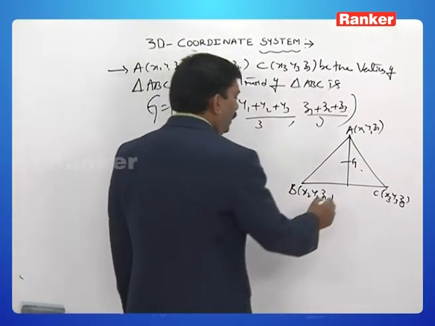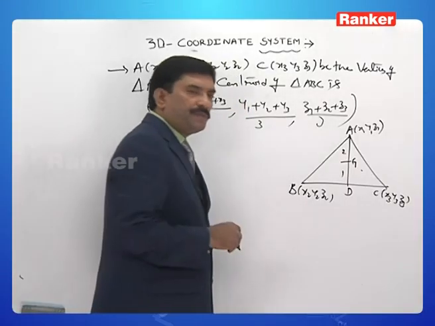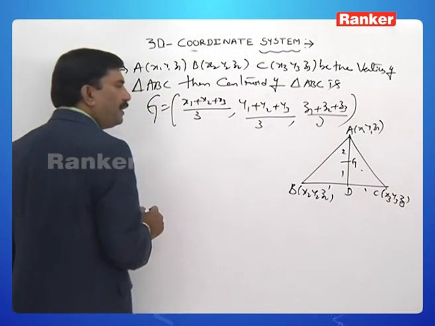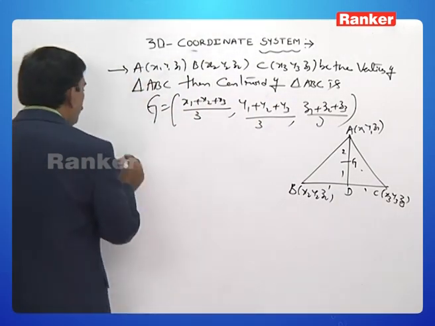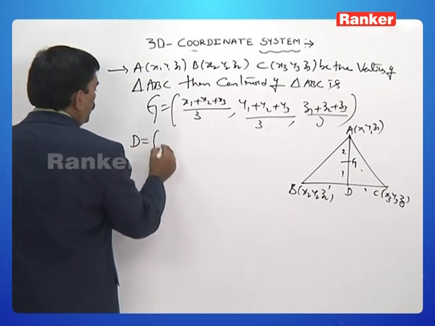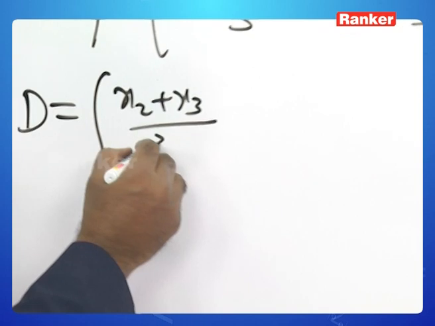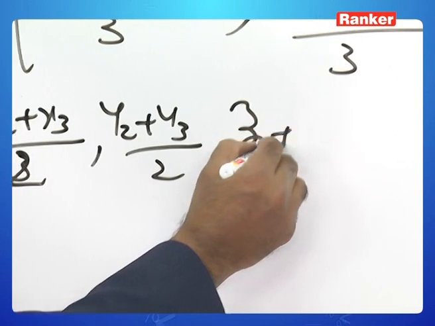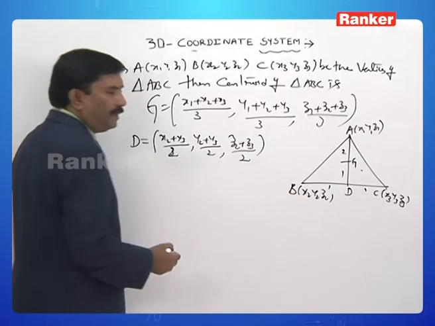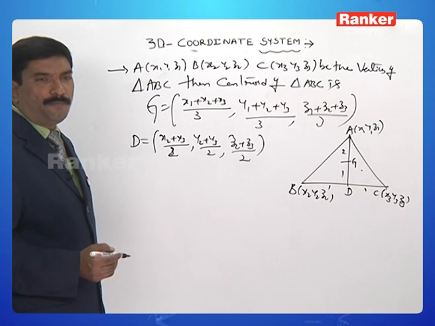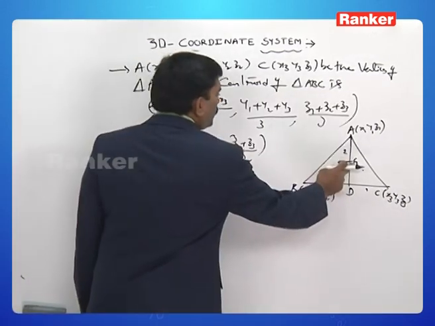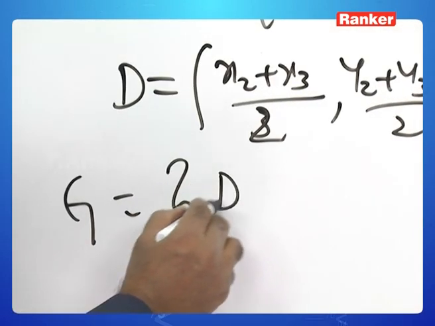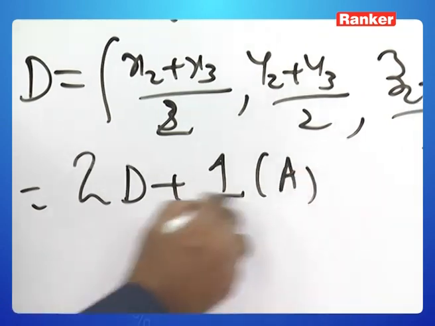The centroid divides the median in the ratio 2:1. So therefore, first D is the midpoint. D divides in the ratio 1:1. So therefore, I can write D is equal to x2 plus x3 by 2, next y2 plus y3 by 2, z2 plus z3 by 2. D is the midpoint of BC. And G divides AD in the ratio 2:1.